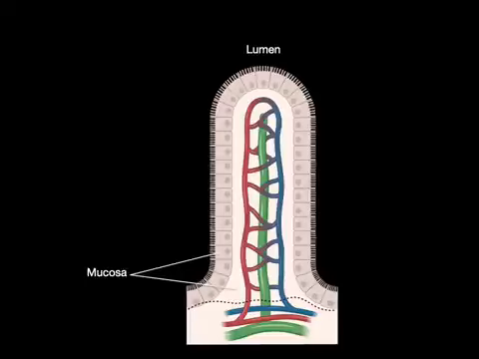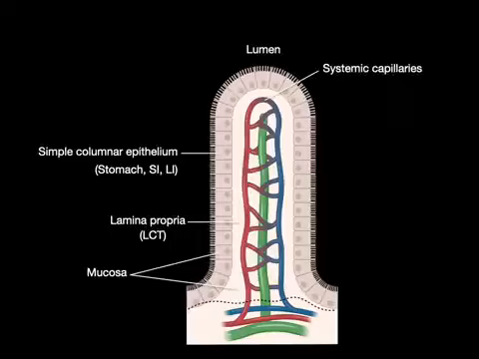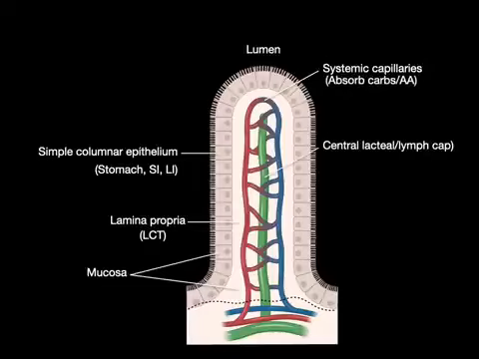And there we've got the mucosa. The mucosa consists of 2 parts. Epithelium, in this one, is the simple columnar epithelium that we see in the stomach, small intestine, and large intestine. The esophagus is stratified non-keratinized epithelium, but most of the gut tube is simple columnar. Deep to that is the lamina propria, and that's loose connective tissue. That loose connective tissue houses the systemic capillaries that absorb carbohydrates and amino acids, and the central lacteals, the lymphatic capillaries that absorb fats.